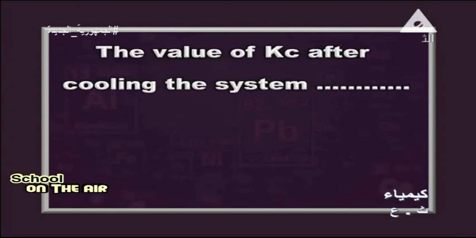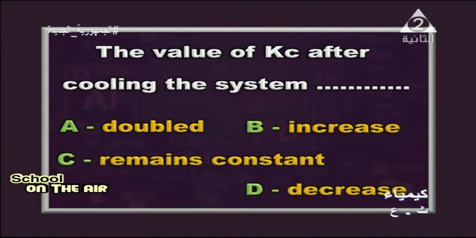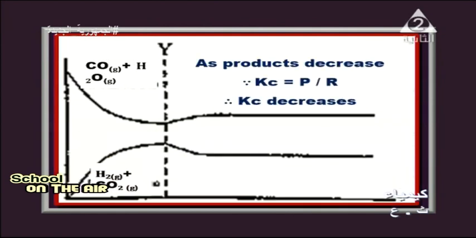The value of Kc after cooling the system, is it doubled, increase, remains constant, or decrease? If you look at the graph, we find that as the product decrease and the reactant increase, and we know that Kc equals concentration of product over concentration of reactant, so Kc decrease.